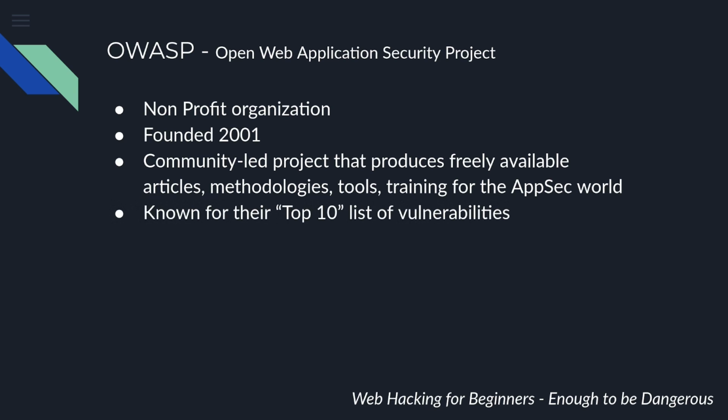One of the biggest things that OWASP puts out is their top 10 list of vulnerabilities. It is sort of a listicle, but it is incredibly important because they periodically go through and talk about what the common vulnerabilities are that really impact us today.